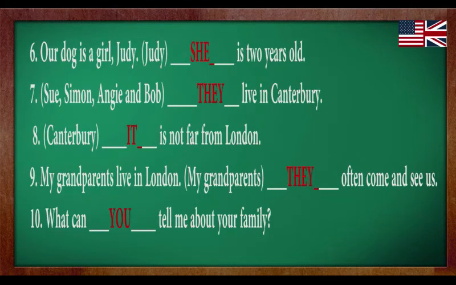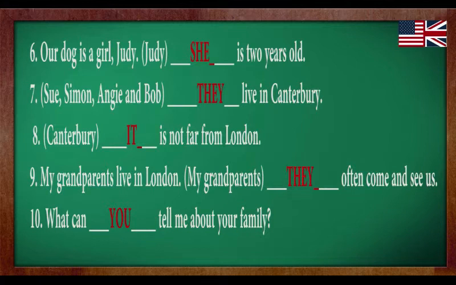"Our dog is a girl, Judy. Judy is 2 years old." Here, you're going to say she. "Our dog is a girl, Judy. She is 2 years old." By the way, for pets or animals living with you, it is important to know that we can also use he or she. So, in this case, that dog is a pet and is a member of the family. So you're going to use she.